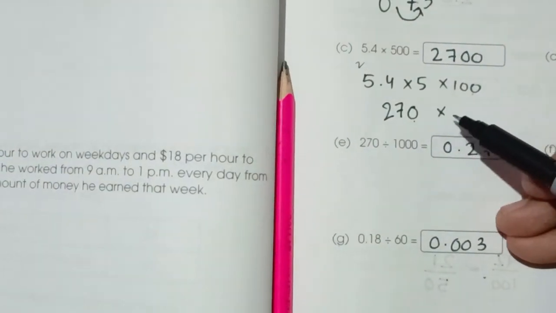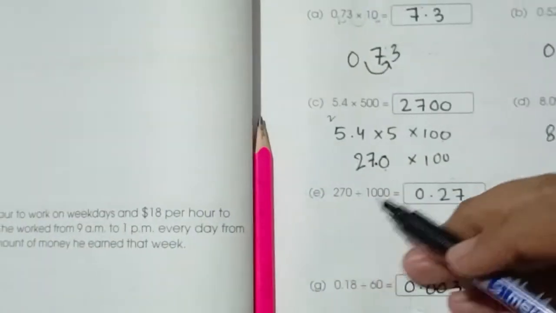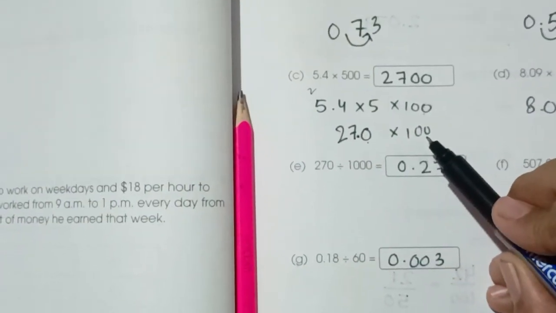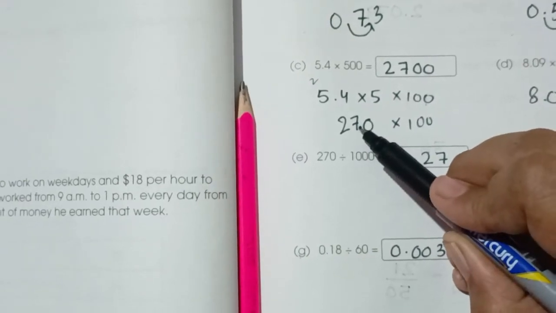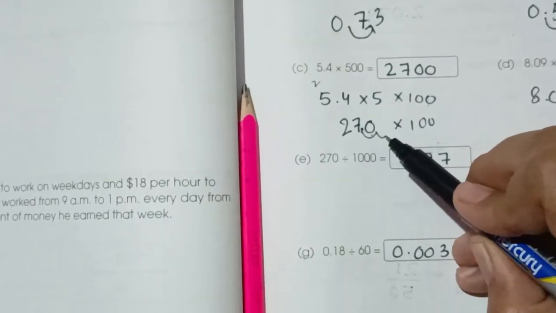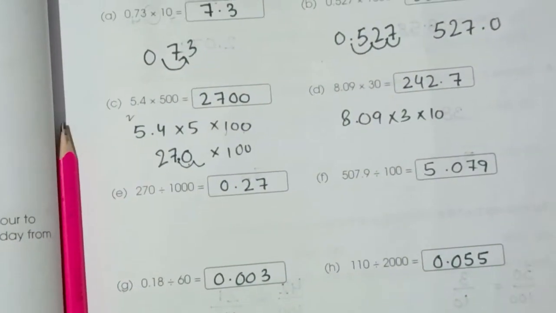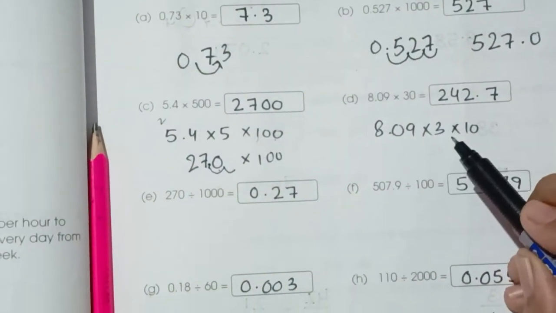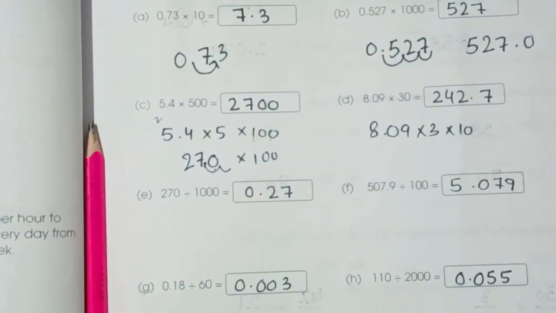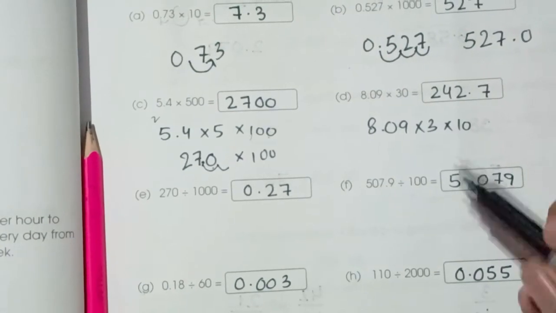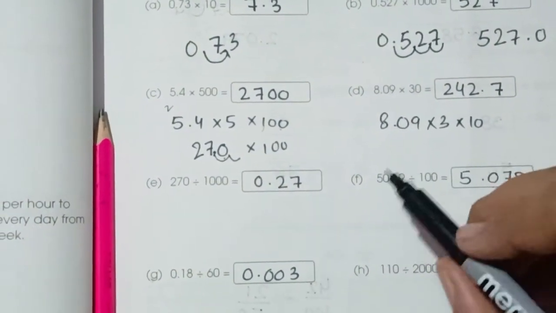Now we have this 100. 27.0. Now we have to multiply this with 100. It means we have to move the point 2 times. 1 2. So the answer is 2700. Same as it is, we have to solve this question. First we are going to break this 30 into 3 and 10. Then we multiply the number with 3. And then we move the decimal point.